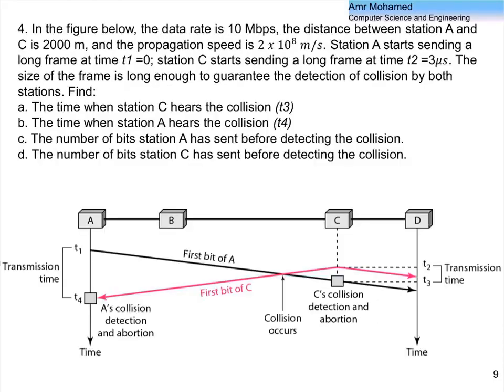Okay, so next, in this figure below, the data rate is 10 megabits per second. The distance between A and C, so this distance, is 2000 meters, and the propagation delay is 2 times 10 to the power minus 8. Station A starts sending a long frame, starting from here, at time t1 equals 0. So this time equals 0. And station C starts sending after time t2 equals 3 microseconds. The sizes of the frames of A and C are long enough to guarantee the detection of collision by both stations.